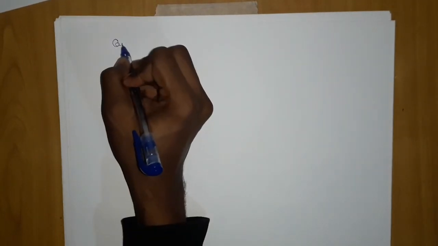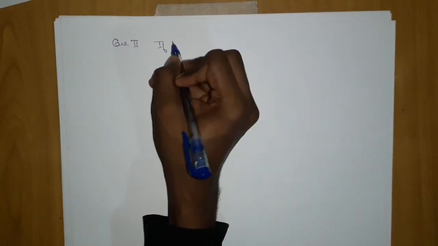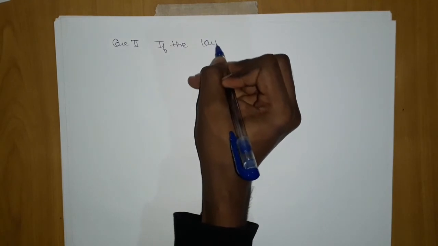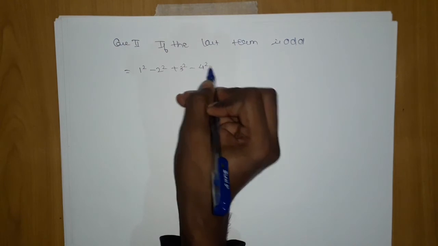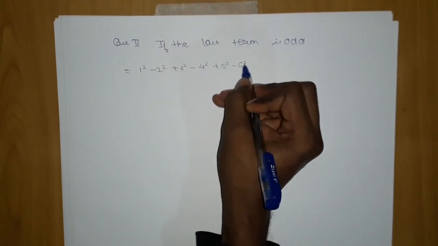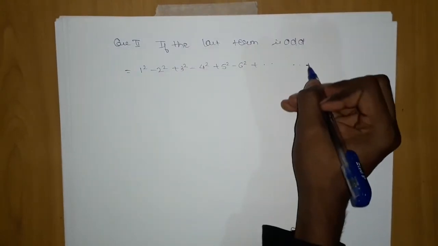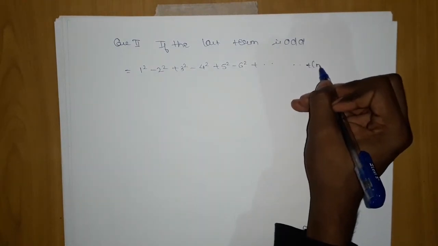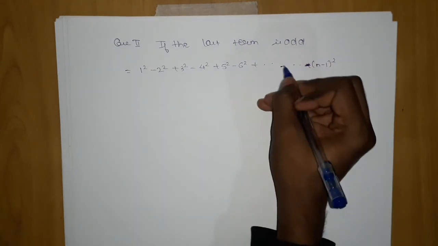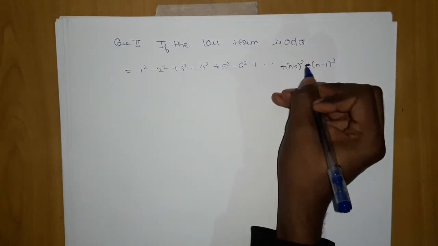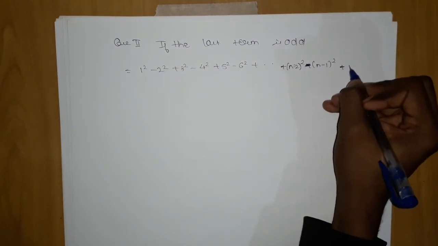Now let's take the case when n is odd. Case 2, if the last term is odd. So what we can write is this sequence: 1 square minus 2 square plus 3 square minus 4 square plus 5 square minus 6 square, which gives me till this will be negative n minus 1 the whole square, and after this n minus 2 the whole square will be positive, and this will be positive n square.